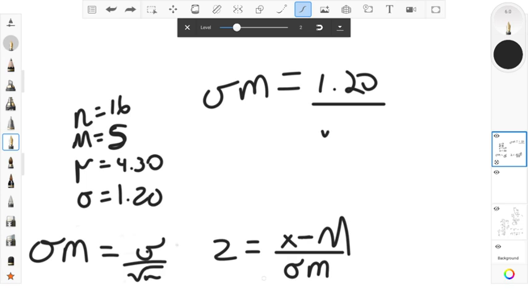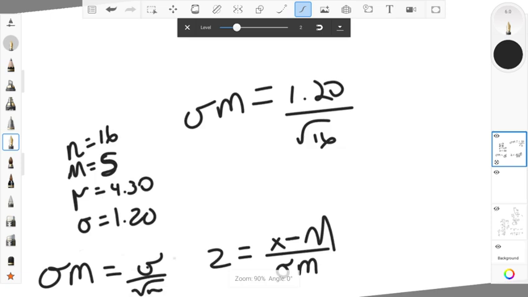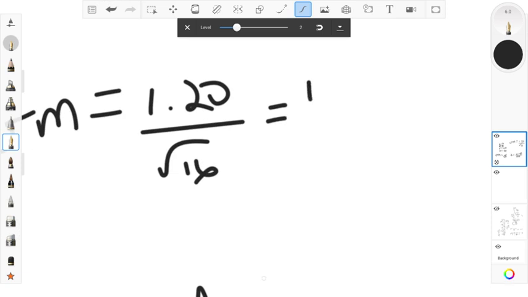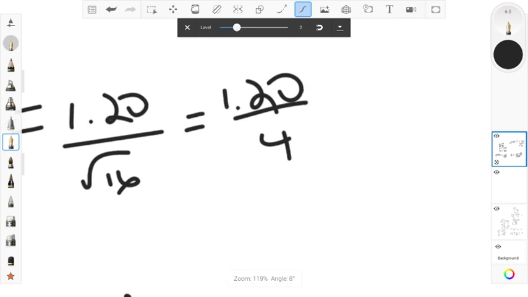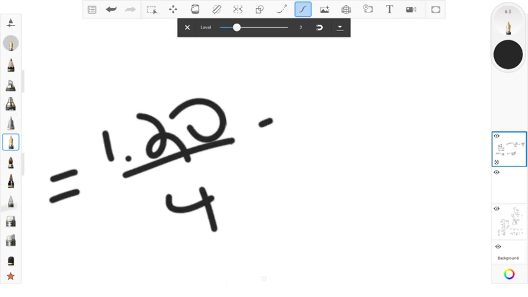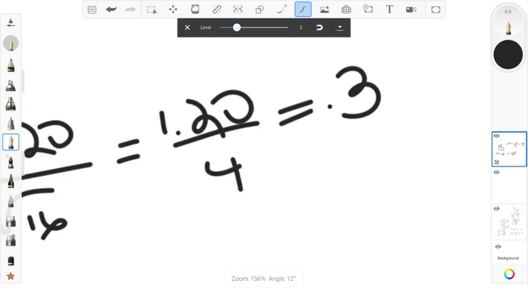So the square root of 16 is 4. This will equal 1.20 over 4, and when we get a calculator out, 1.20 divided by 4 is equal to 0.3.